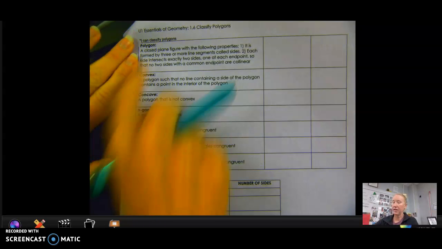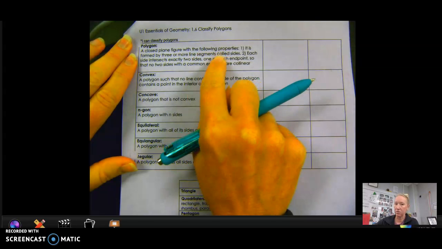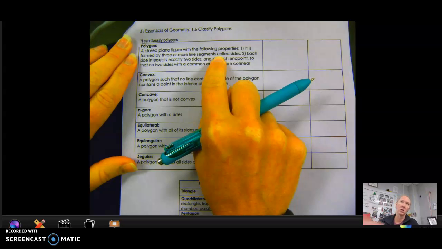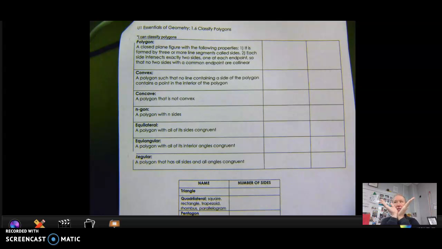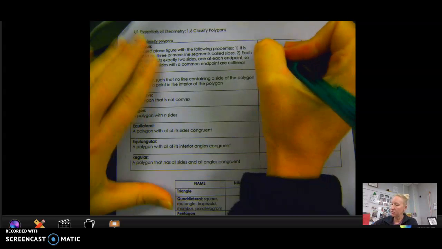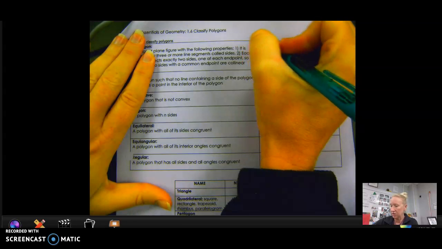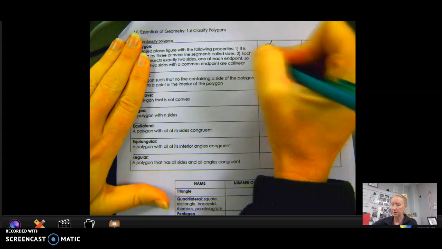Okay? So polygon, a closed plane figure with the following properties. It's formed by 3 or more segments, so like a triangle or bigger, or more sides, I mean. So a polygon has to be closed. So I couldn't just have 2 sides because then it's open. I'd have to have that 3rd side. Each side intersects exactly 2 sides, 1 at each endpoint, so that no 2 sides with a common endpoint are collinear. So anything with a circular side is not a polygon. Circle is not a polygon.